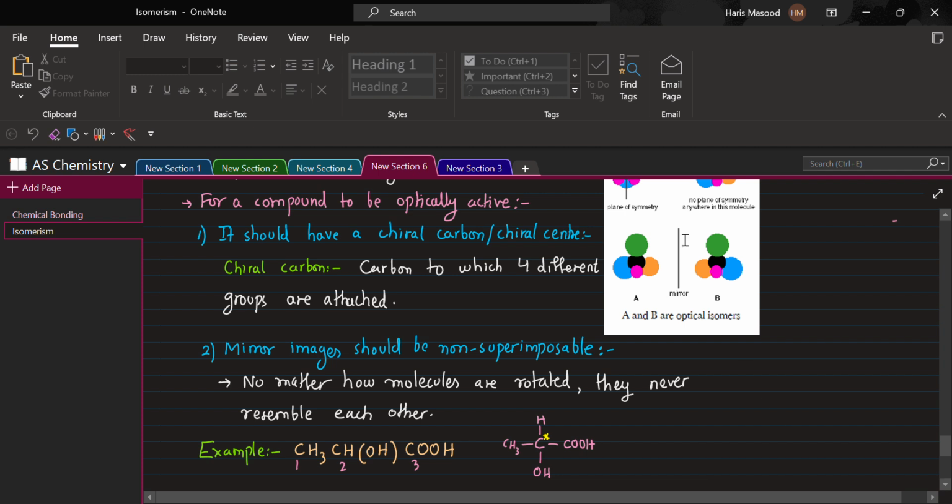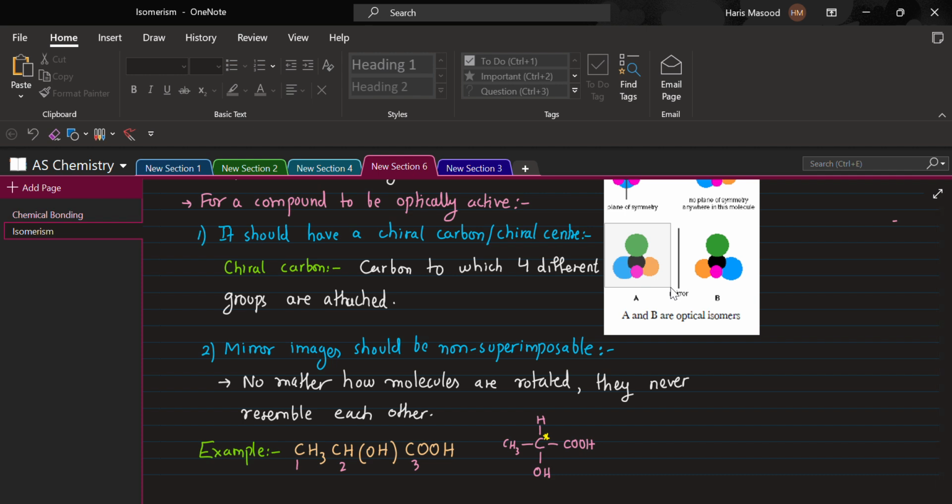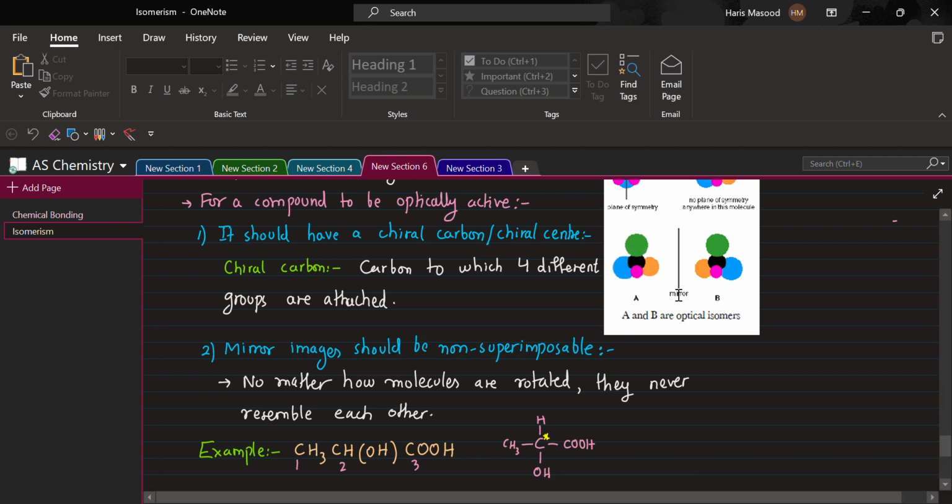Now what does that mean? That we place a mirror in between. We have one carbon and its reflection on the other end, the organic compound. If I try to place this picture onto this picture, they will not be matched. They will not be superimposable on each other. That is called non-superimposable. So when you try to merge both pictures, they won't be perfectly aligning with each other. Clear?